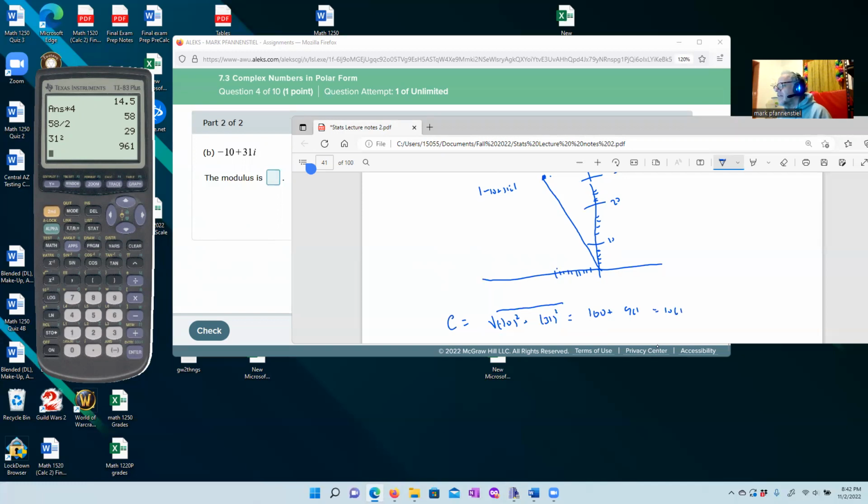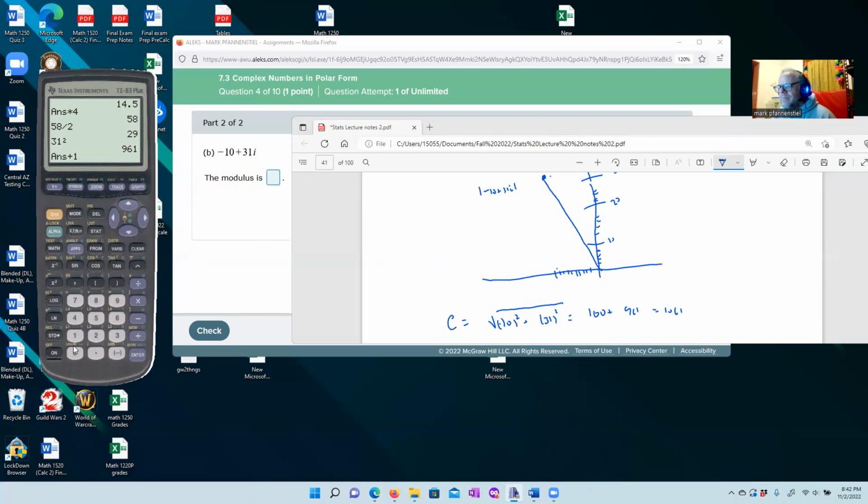Let's see, the digits 1, 0, 6, 1 add up to 8, so that's not divisible by 3 and not divisible by 9. It's not divisible by 4 because it's not even. It's not divisible by 5. I don't think we have too much to do here.